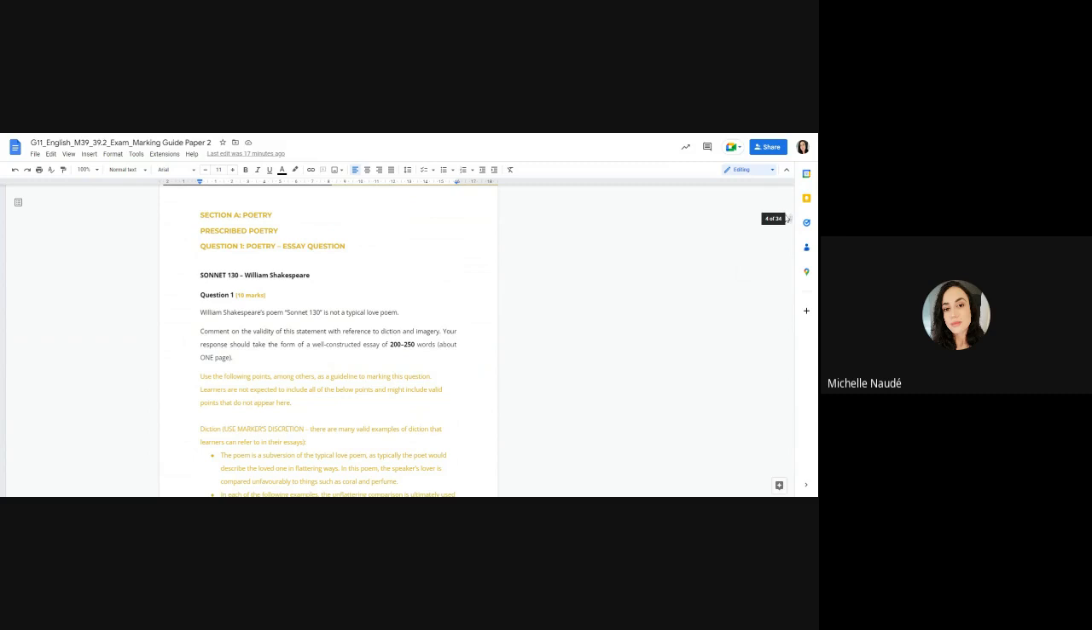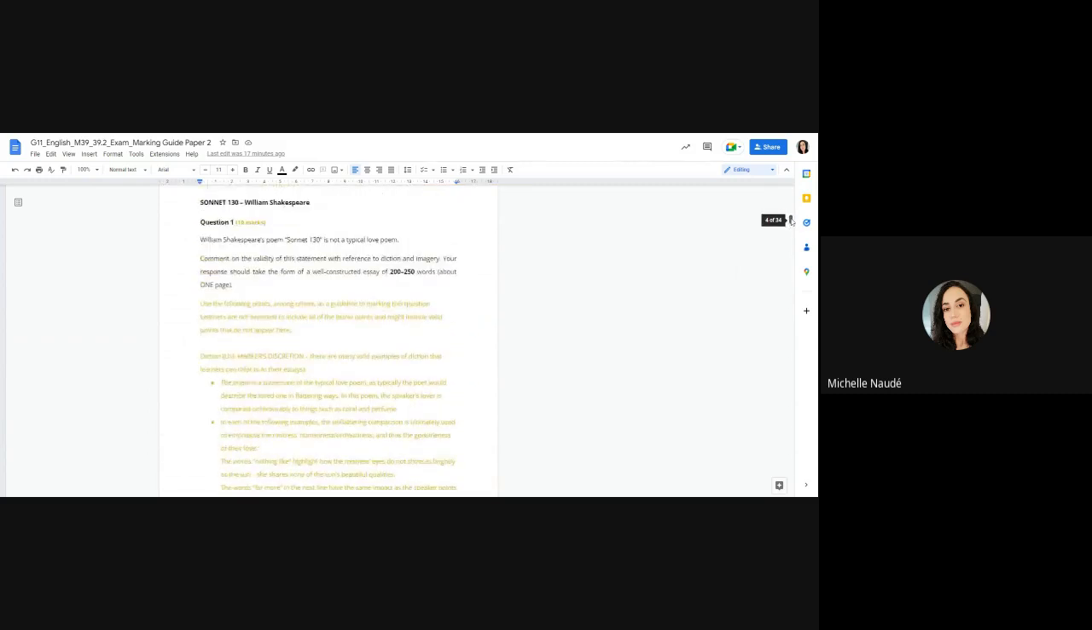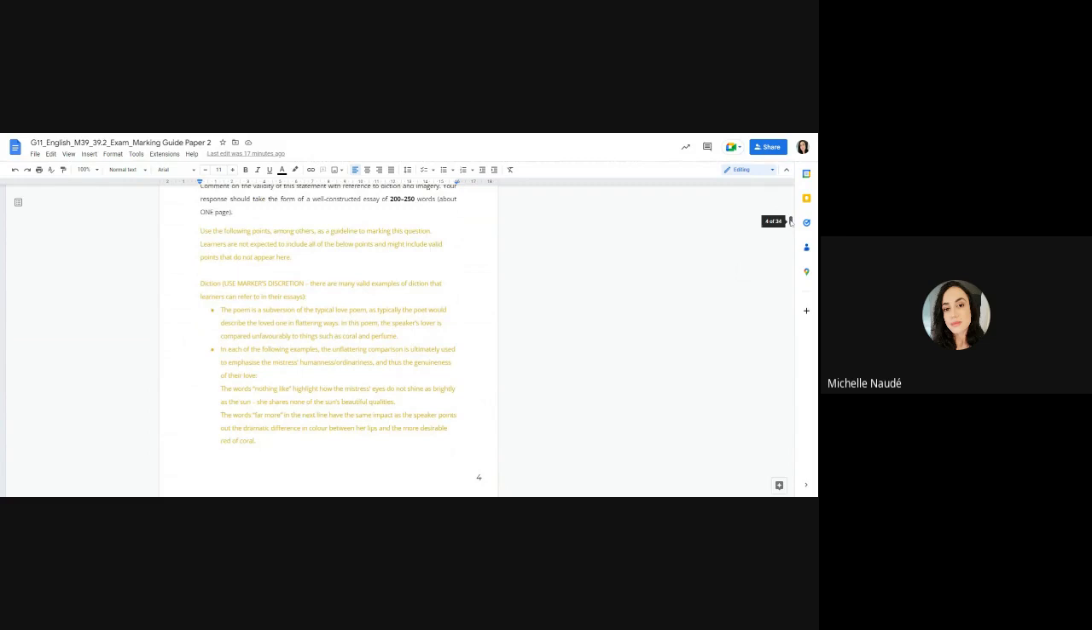So with the points provided, it says use the following points. Please note, learners aren't expected to include all of these. They don't have to write this much, bearing in mind their word count, but also there are valid options they might provide which might not appear here. So you do need to take that into account, and this is where markers' discretion comes into play.